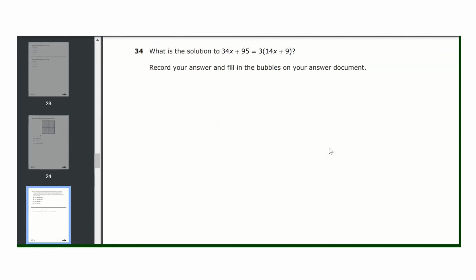34. What is the solution to 34x plus 95 equals 3, parentheses, 14x plus 9, close parentheses? Record your answer and fill in the bubbles on the answer document.